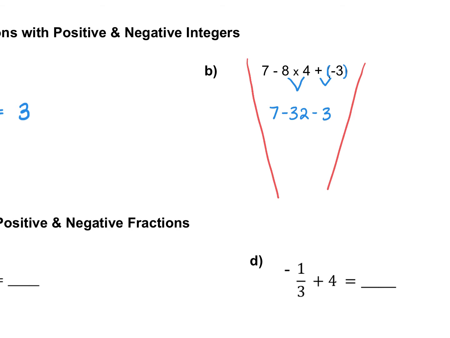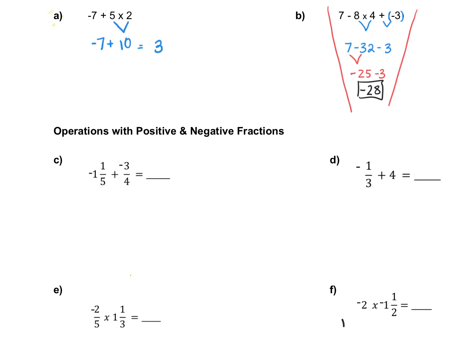What was your answer? 7 minus 32. You should have gotten -25, and then we do -25 minus 3. So remember, we're going further in debt, so we get -28.